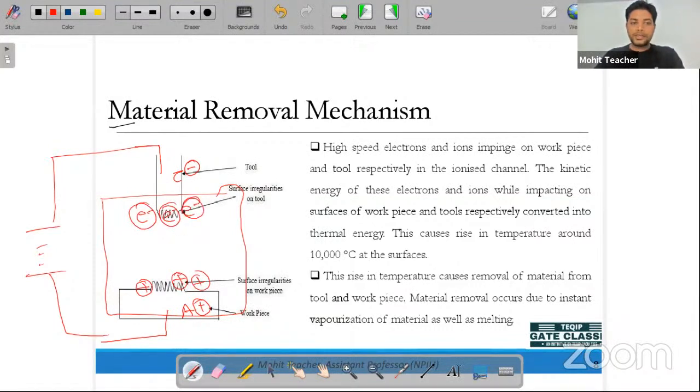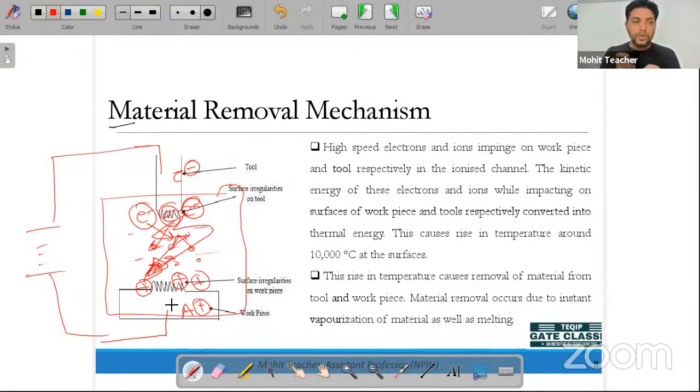Now the gap is very minute, and the dielectric fluid is also there. The dielectric fluid contains molecules. Dielectric molecules are not like electrons and positive ions, they move here and there. They are not very distant, so they collide with the ions as well as with each other. That increases the velocity, and because of that the resistance in the gap increases. Because of that the spark is generated, and that is the only reason for the removal of the material.